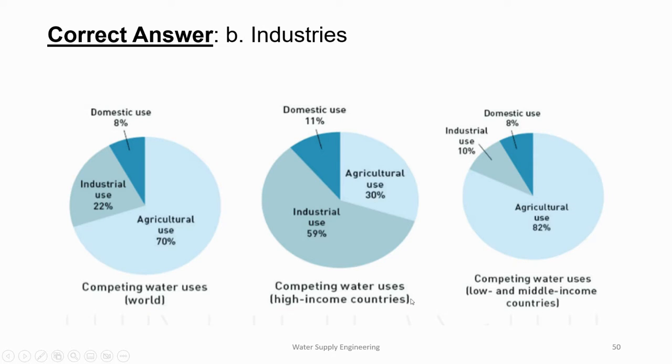In the case of high income countries, industrial use is more when compared to domestic and agricultural use. Around 59 percentage water use is actually initiated by the industries, whereas only 30 percentage is with the agricultural sector and 11 percentage with the domestic. Okay, so we'll move on to the next question.